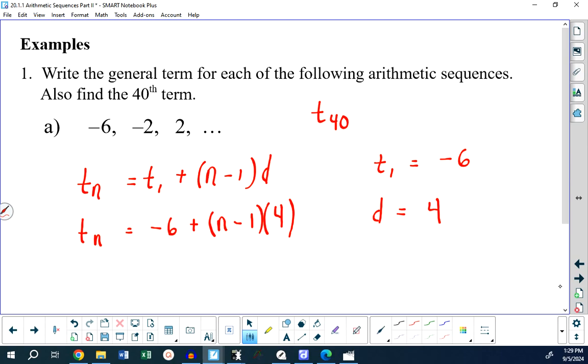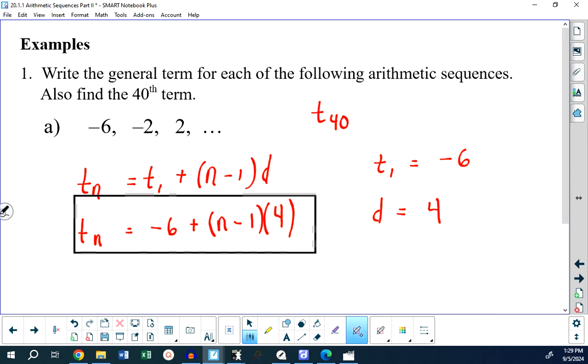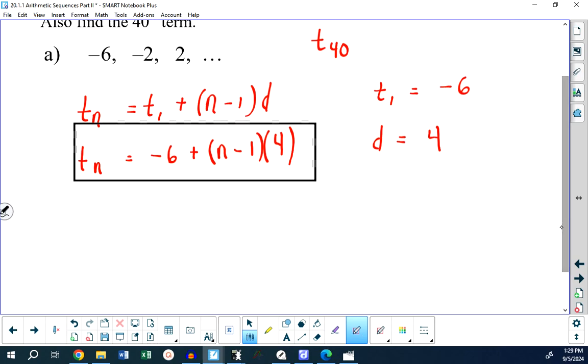Now, everybody, if I want to find the 40th term, I just have to put 40 here. However, we want to simplify that first. This is a mess, so we want to simplify it. We're going to do all the multiplication before the addition and subtraction, which means I have to take n minus 1 times 4. What does that mean?